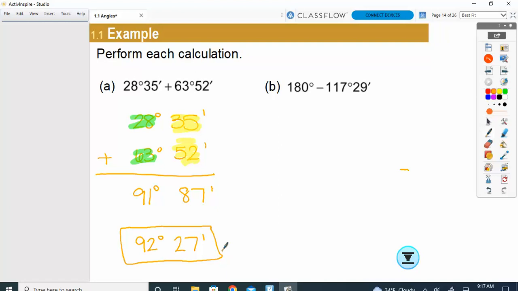Does everyone understand where I got that? And the only time you have to do that is if your minutes or your seconds is bigger than 60. Then you'll just convert them over.